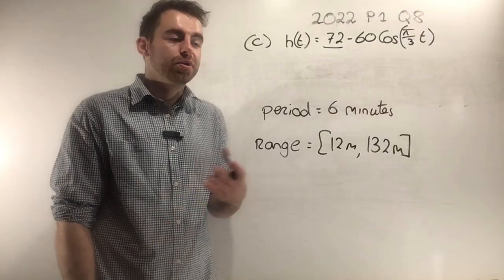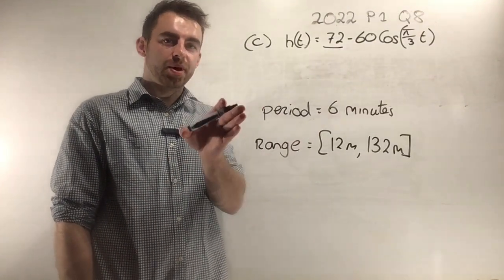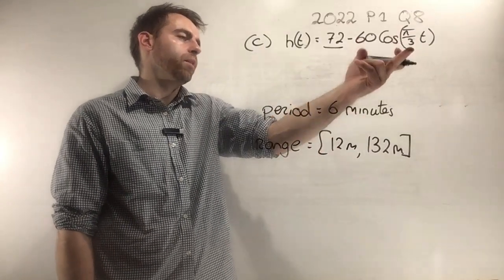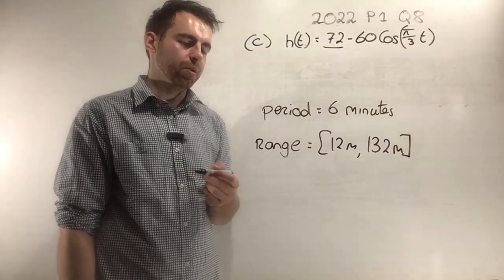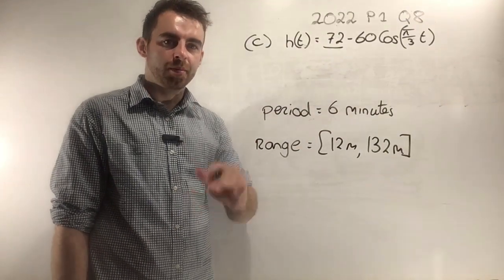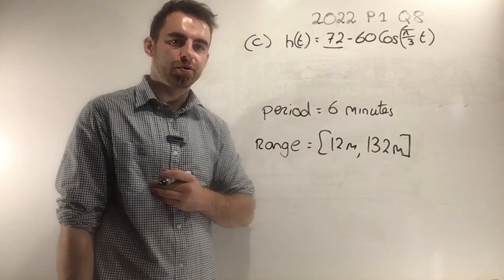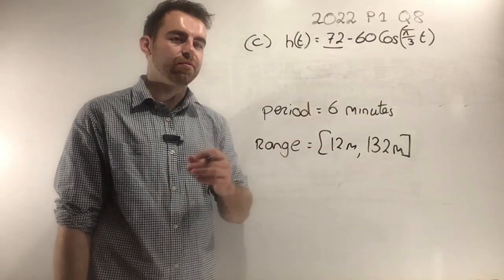So for part C, we just have to fill those in. The period you can clearly see on the graph is just 6 minutes, or 2 pi divided by pi over 3, which gives us 6 minutes. The range is the minimum to the maximum. The minimum value is 12 meters and the maximum value is 132 meters. So that's all you need for part C there.